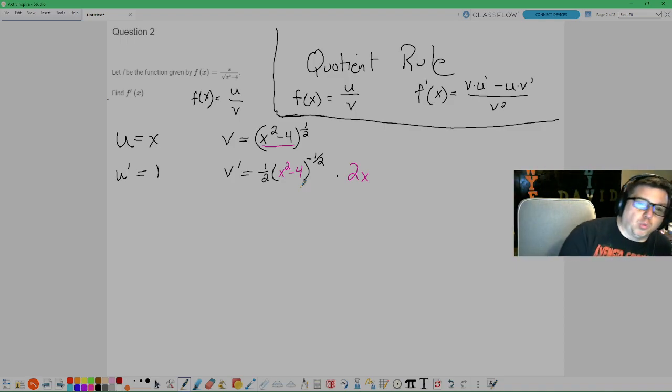And then whatever's in parentheses stays exactly the way it is. So if we were to rewrite this with the exponent not being negative, let's talk about what v prime actually is. Well, the 2 and the 1/2 would cancel each other out, and I'd be left with just the x on top, and I'd be left with x squared minus 4 to the 1/2 power, which is square rooted, on the bottom.